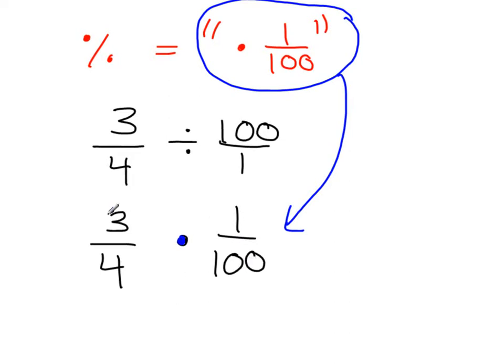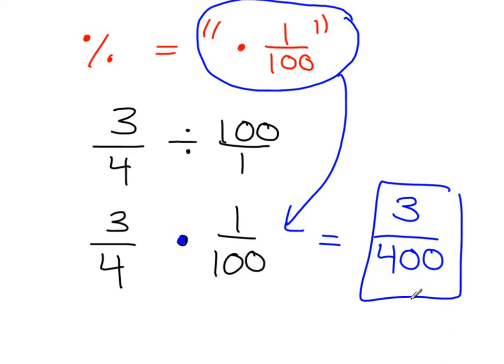Now, we'll try to reduce if we're able to. Remember, numerators to denominators, and there is no reducing here, so we'll multiply straight across. 3 times 1 is 3, and 4 times 100 is 400. So this is the fraction representation of 3/4%.